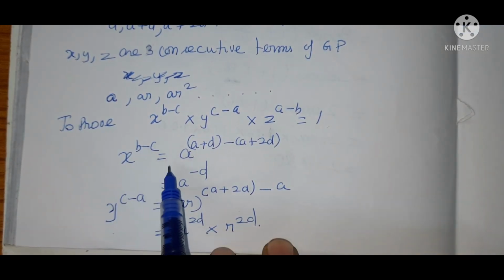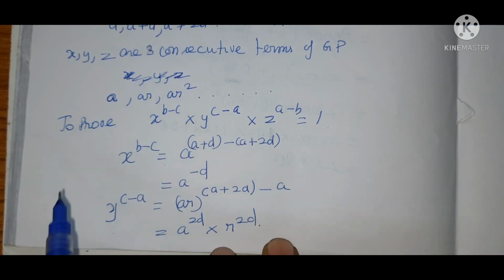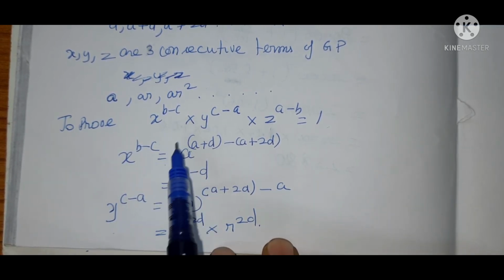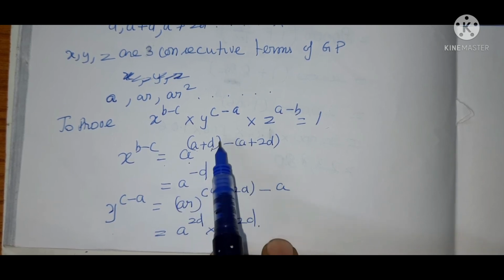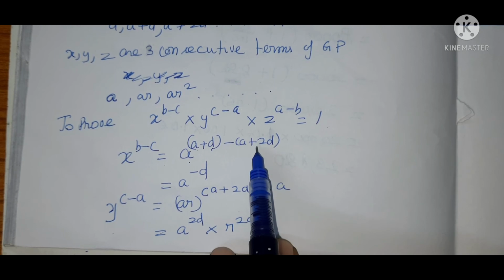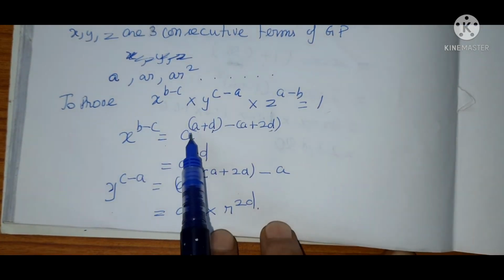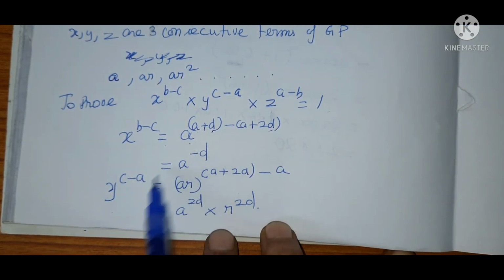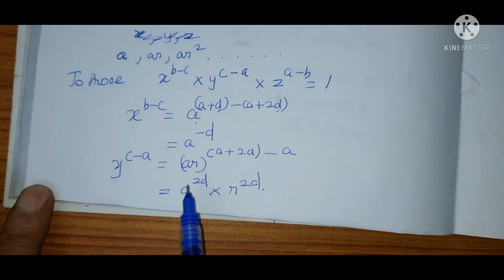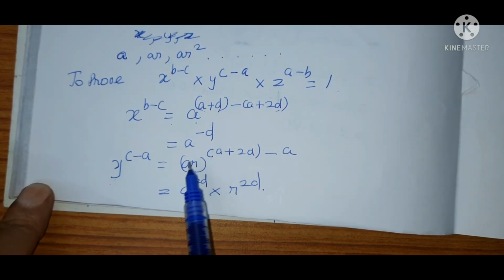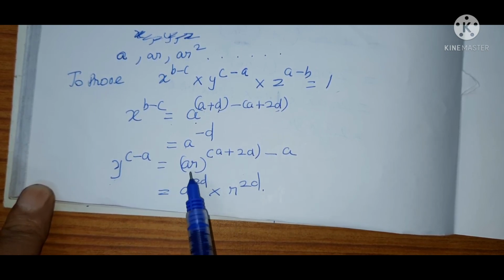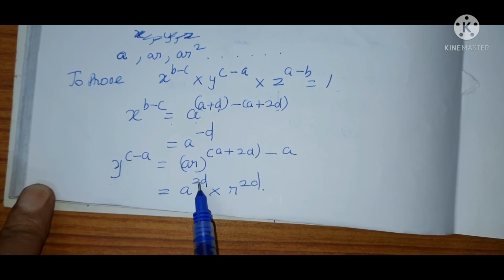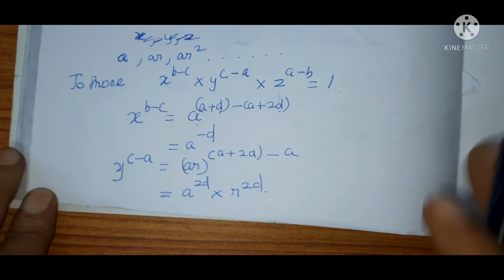x power b minus c: x is a, b is a plus d, c is a plus 2d. a power a plus d minus a plus 2d, we get a power minus d. y power c minus a: y is ar, c is a plus 2d, a is a. We get a cancel, ar power 2d, that is a power 2d into r power 2d.